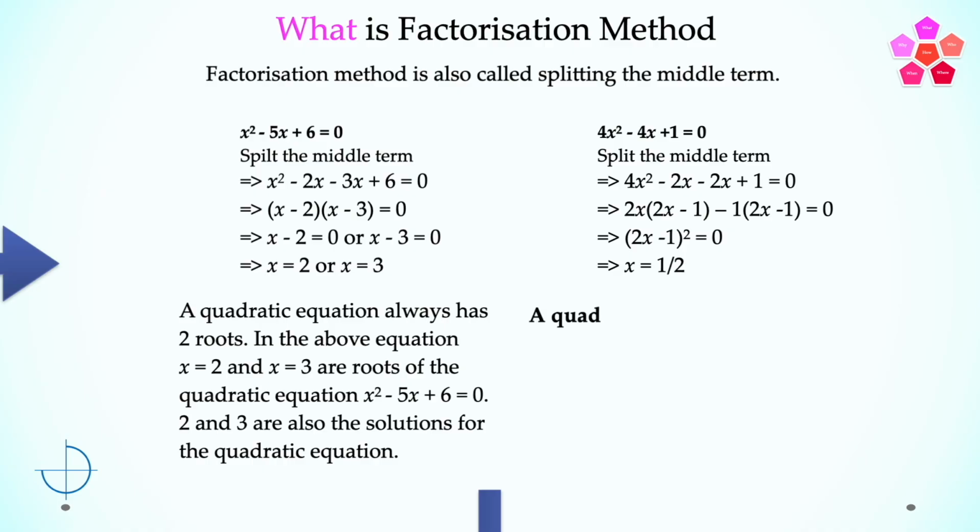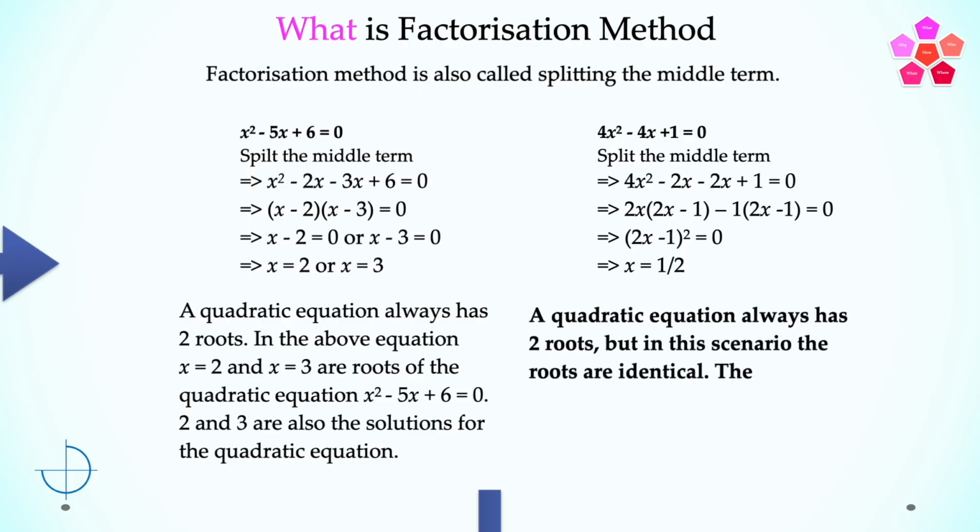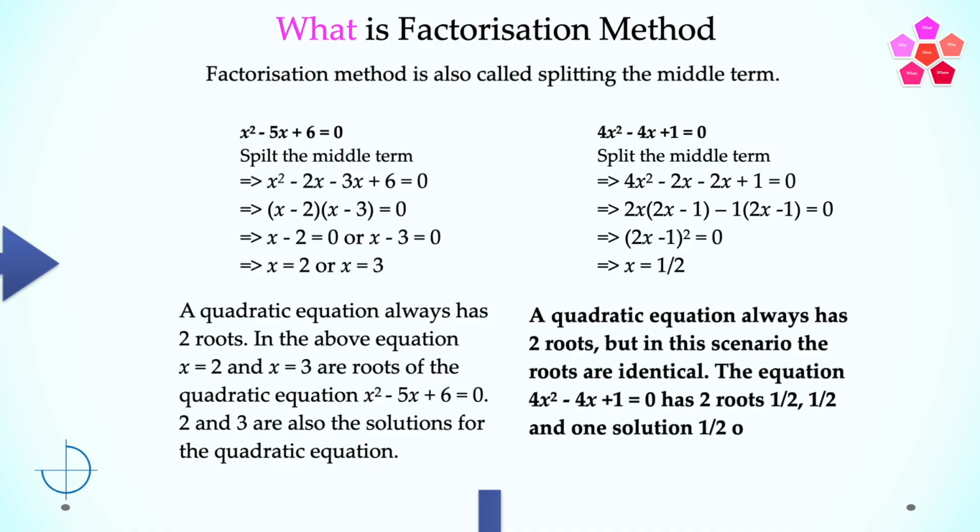A quadratic equation has two roots, but in this scenario, the roots are identical. So the equation 4x squared minus 4x plus 1 is equal to 0 has two roots, half, comma, half. This is how we represent roots, and this has only one solution, which is half.